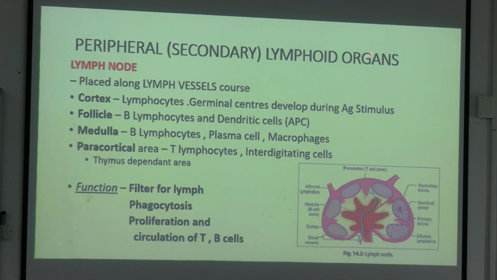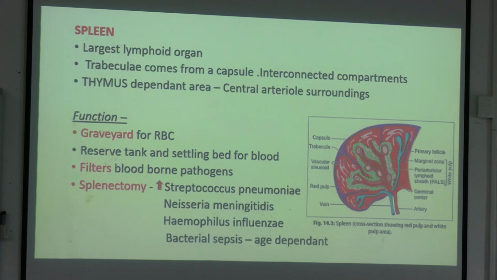Now, what is the function of the lymph nodes? They filter the lymph. Because they have macrophages, they will assist in phagocytosis, and there will be some proliferation and circulation of the B cells and the T cells. As you can see, these areas are responsible for harboring these cells. So, they have a proliferation and maturation part also.